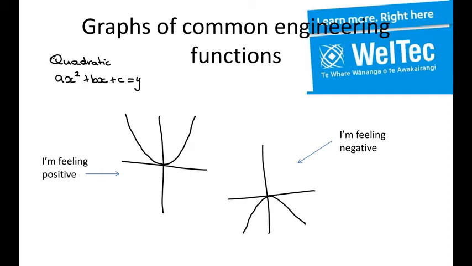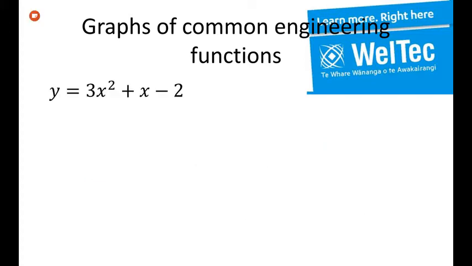Now, if it's positive, then the coefficient of the x squared is positive. If we have a negative, then the coefficient of the x squared is negative. That's how we tell. At this stage, we have to use a reasonable number of clues to be able to sketch this particular parabola.